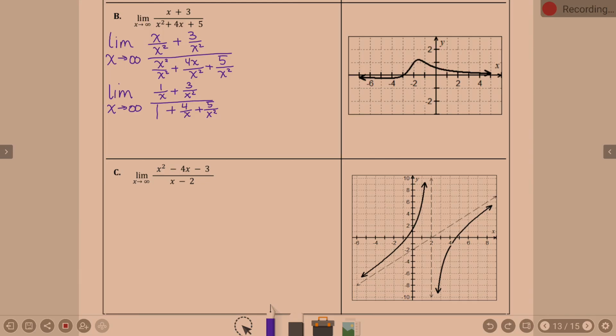What happened? What'd you get on top? 0. Yeah. 0 plus 0. What about on bottom? 1. 1 plus 0 plus 0. So you end up with 0 over 1, which is 0. Does that make sense with the graph?